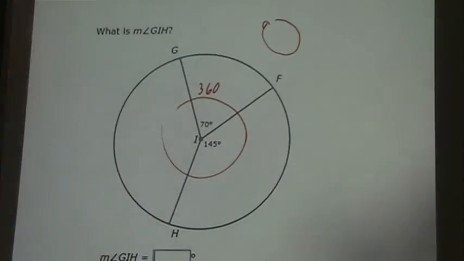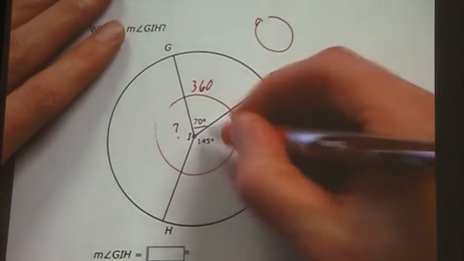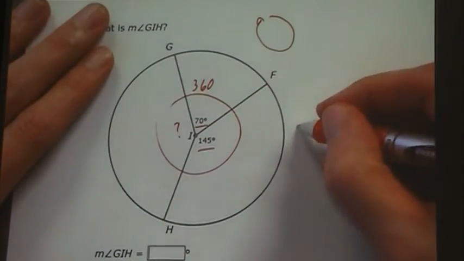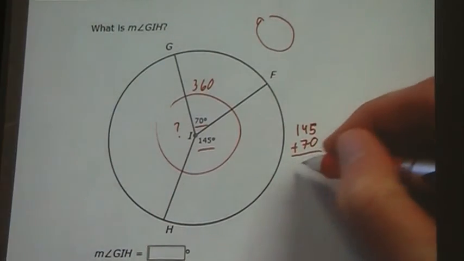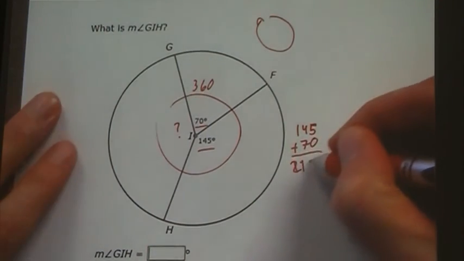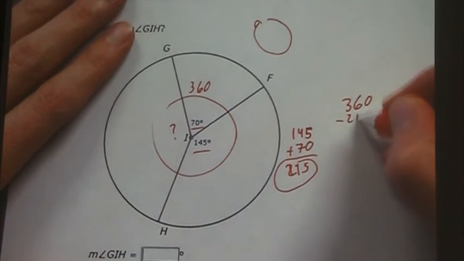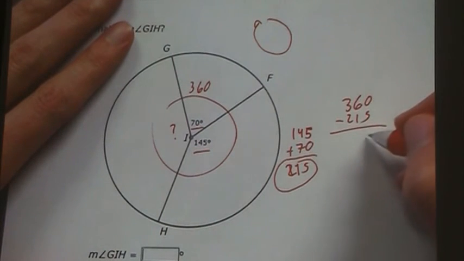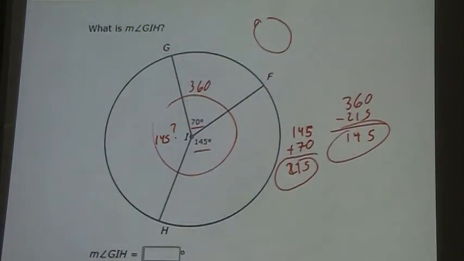Well, if we know that, we're basically finding this leftover angle. We have a 70 and a 145. Let's add those together. 215. And then we're going to go 360 minus 215. And we get, I think, 145. Boom, baby. There we go. 145 degrees left over.